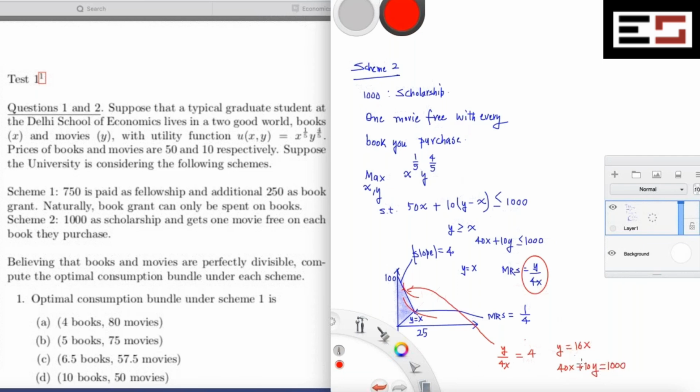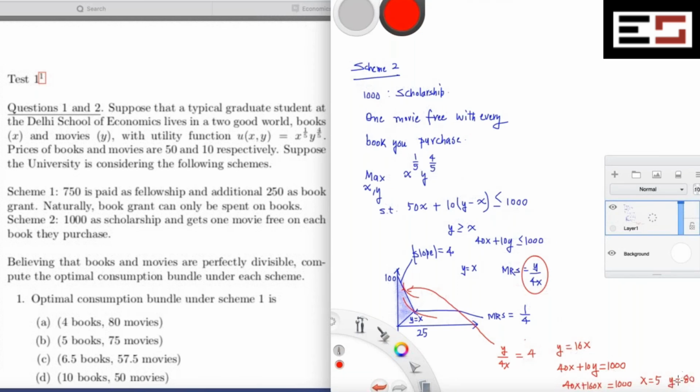So we have two equations and two unknowns, and we can solve for x and y to get this point. Okay, so let's solve it. We'll get 40x plus 160x is equal to 1000, which is going to give you x equal to 5. And once you know that x is 5, you get y equals 80.